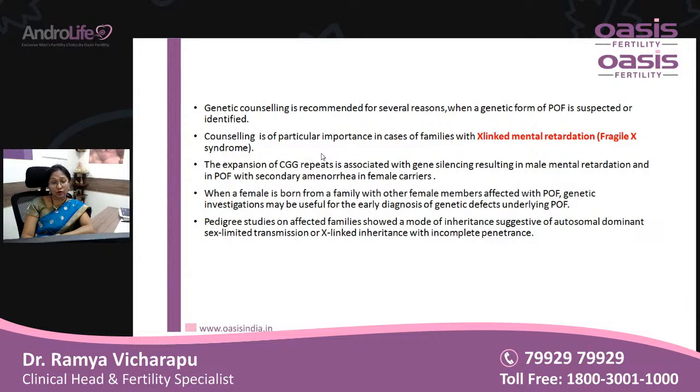When a female is born from a family with other female members affected with premature ovarian failure, genetic investigation may be useful for the early diagnosis of the genetic defects underlying premature ovarian failure. Pedigree studies on the affected females showed a mode of inheritance suggestive of autosomal dominant or sex-linked transmission, or X-linked inheritance with incomplete penetrance.